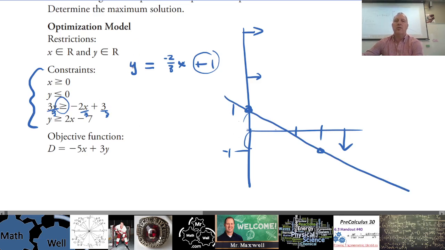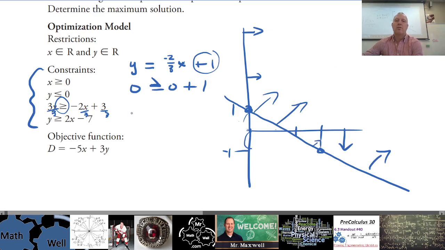Test 0, 0, okay? 0 equals 0 plus 1. Now, does that fit with what this sign is here? Is 0 greater than 1? No. So that means you have to shade above this line, okay?